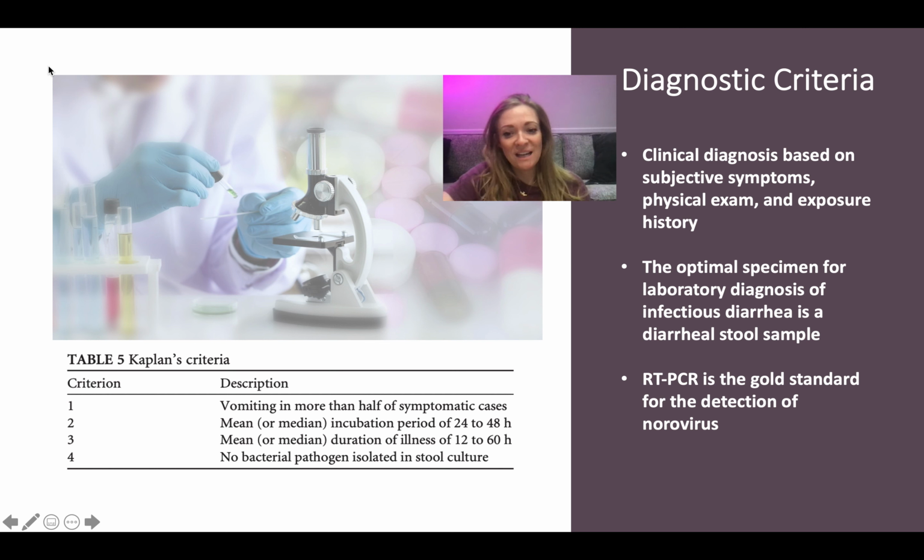Therefore, in alignment with diagnostic criteria, the optimal specimen for clinically identifying norovirus in the presence of infectious diarrhea is a diarrheal stool sample. Maintaining specimen quality through proper collection and handling is imperative for accurate diagnosis. This involves collecting specimens within closed containers within 48 to 72 hours from the onset of symptoms, and maintaining refrigerated temperatures of 4 degrees Celsius prior to testing.